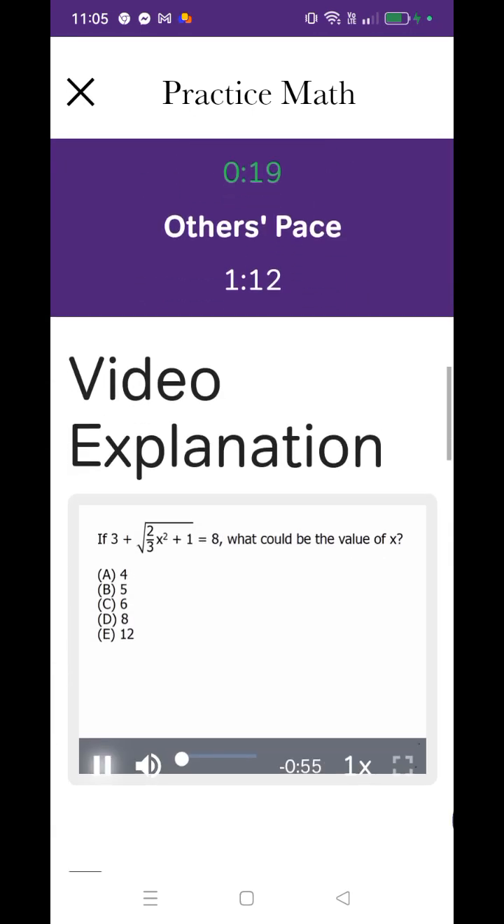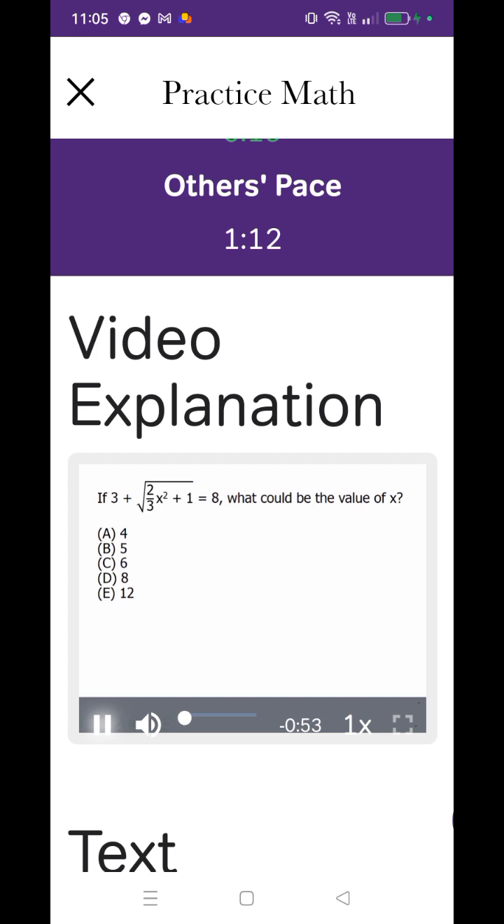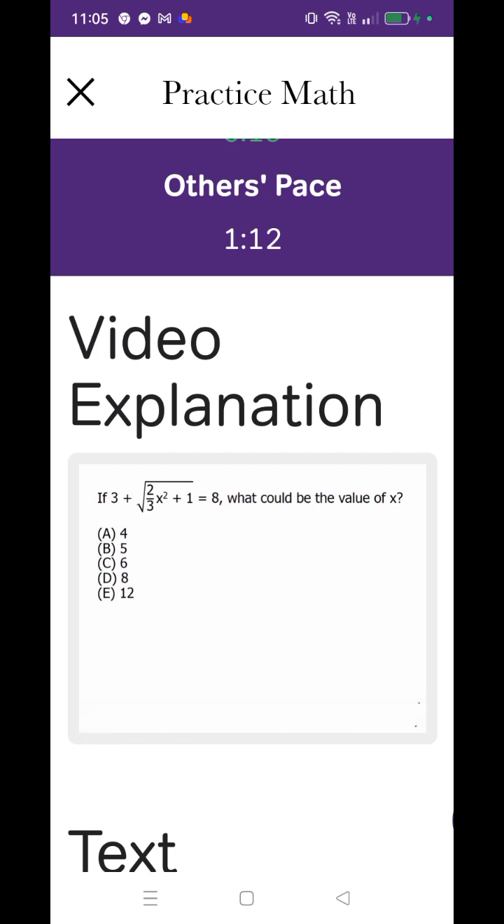This one we could do with picking numbers or with a straight solution. Let's just solve this. So first thing I'm going to do is get the radical by itself. So I'm going to subtract 3 from both sides. So we have 2/3 x squared plus 1 equals 5. Now I'm simply going to square both sides. So that will just remove the radical on this side. And then on this side we'll get 25.